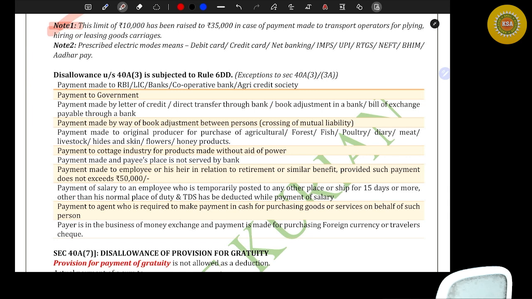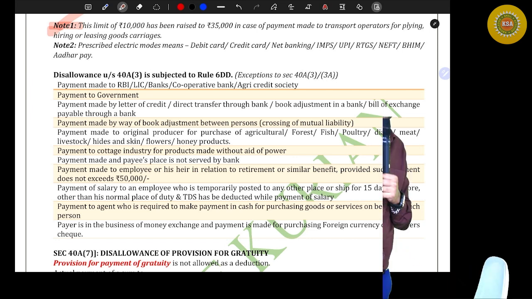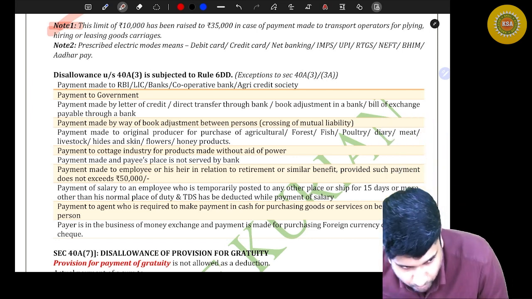What is next? Payment made by way of book adjustment between persons. You are supposed to pay me 1 lakh. I am supposed to pay you 1 lakh. Should I give you 1 lakh and take it back? No, we can mutually cross off our liability. That is also a discharge of payment. Even if it is not done by account payee cheque, account payee bank draft, ECS or prescribed electronic mode, no problem. If it is a mutual crossing off of liability, then it is covered under Rule 6DD. Are you with me? Moving on to the next point.